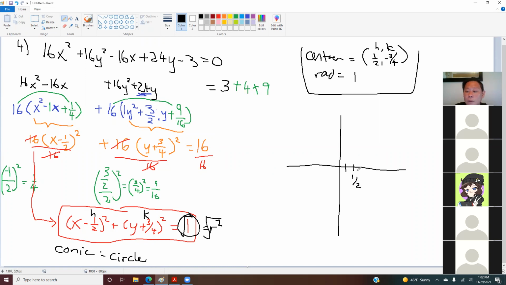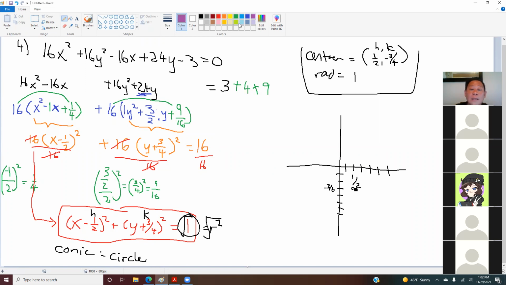Negative, I'm going to do it like this so you guys know that. So everything is a quarter. So 1, 2, 3, 4. So negative 3/4 is here. So this is your center of the circle. The black dot here is 1/2 and 3/4.